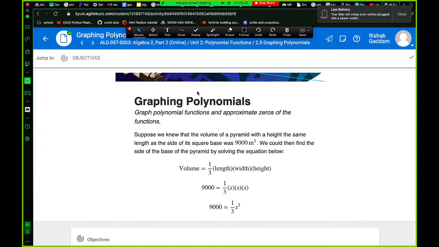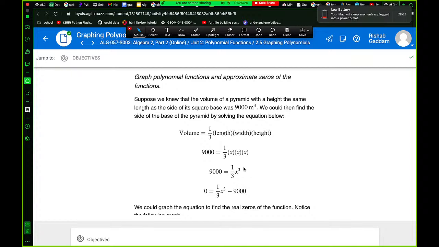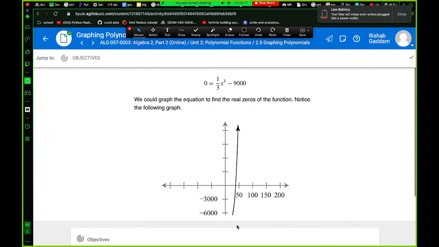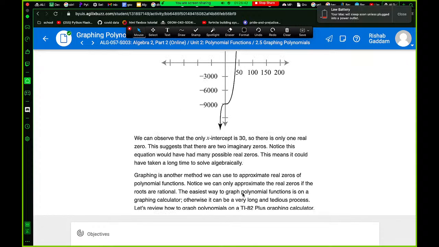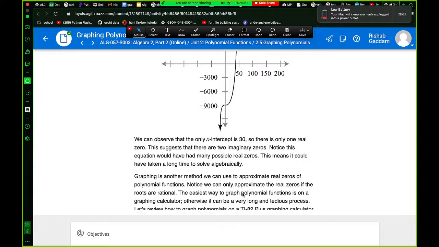Here we can graph to find the real zeros of the function. Okay, so this is a cubic function, or an odd function. As you can see, it says x cubed right here, so that means this is a cubic function. We can observe that the x-intercept is only 30, so there's only one real zero. This suggests that there are two imaginary zeros. Notice this equation would have had many possible real zeros. This means it could have taken a long time to solve algebraically.